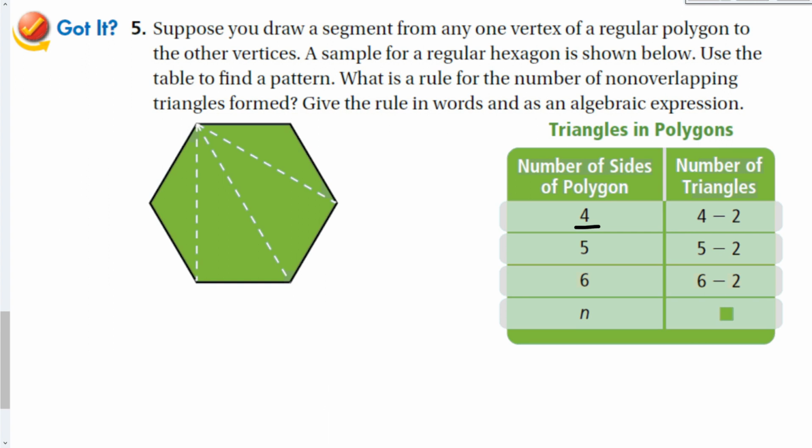So we have 4. The number of triangles would be 4 minus 2. At 5, we have 5 minus 2 triangles. So this is going to be 2. This is going to be 3. This is going to be 4. And I can see 1, 2, 3, 4 triangles. So for n, we're simply going to go n minus 2. And that would be the number of triangles formed by a regular polygon. So that's my expression. In words, it's very simple. 2 less than n, or n minus 2.